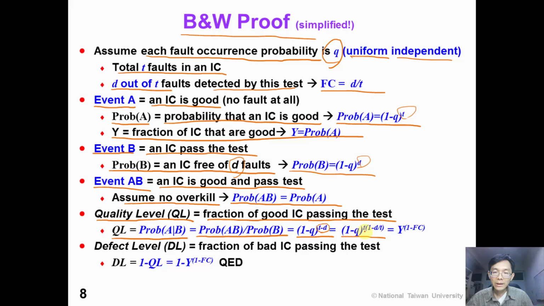We can extract T so that we have (1 - Q)^T, which is our yield, and 1 - D over T, which is 1 minus fault coverage. So defect level can be calculated as 1 minus quality level, which is 1 - Y^(1 - FC).